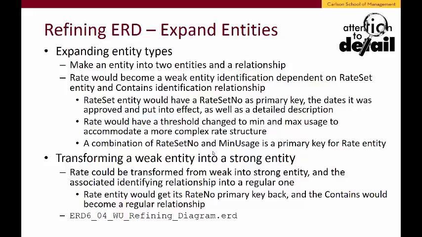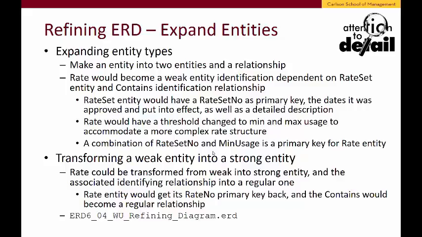This slide captures some of that regulatory detail, as well as different minimum and maximum water usages associated with different rates. Rate entity would be a weak entity, identification dependent on rate set entity, with primary key composed by combining different minimum usage levels and unique rate set numbers. The customer entity would now be assigned an appropriate rate set and connected to different rates indirectly in that sense.